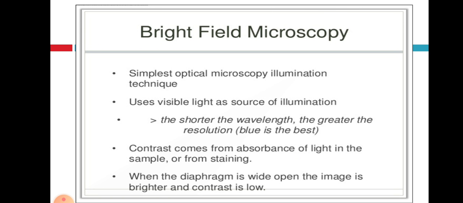Bright field microscope overview. It is the simplest optical microscopy illumination technique. It uses visible light as the source of illumination. The shorter the wavelength, the greater the resolution power. Contrast comes from absorbance of light in the sample or from staining. When the diaphragm is wide open, the image is brighter and contrast is low.